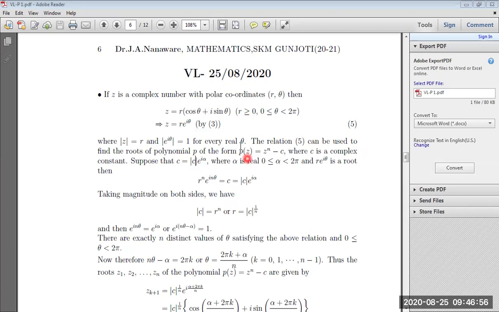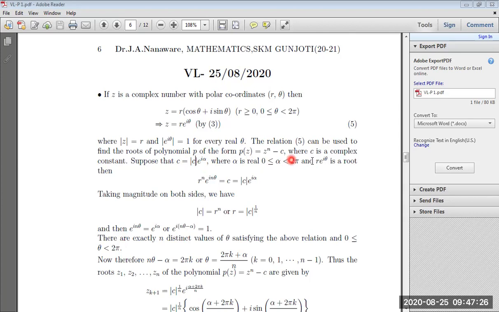So our interest is to find the roots of such a polynomial equation, p of z is equal to z to the power n minus c, where c is some complex constant. We assume c is of the type which is a product of the magnitude of c and a complex exponential function with this value of alpha. So alpha lies between 0 and 2 pi.